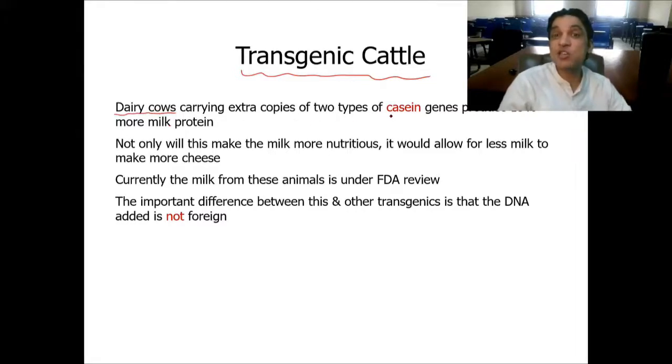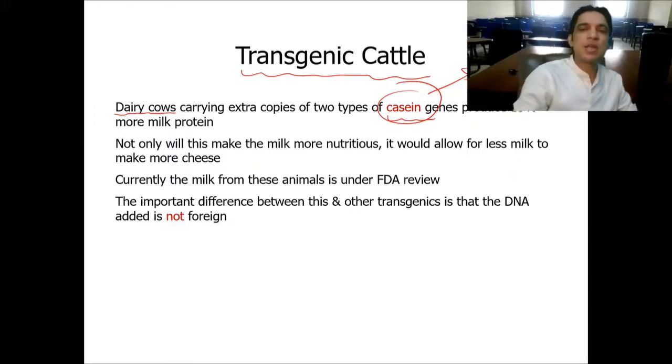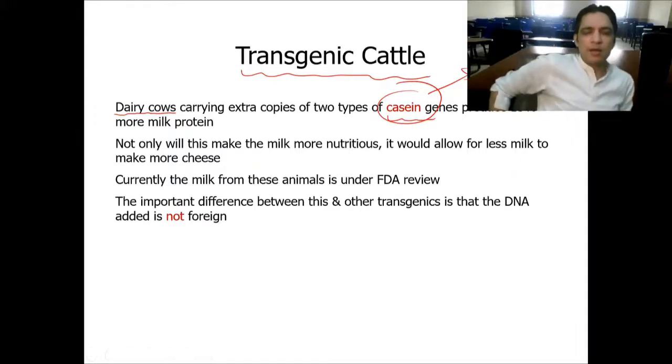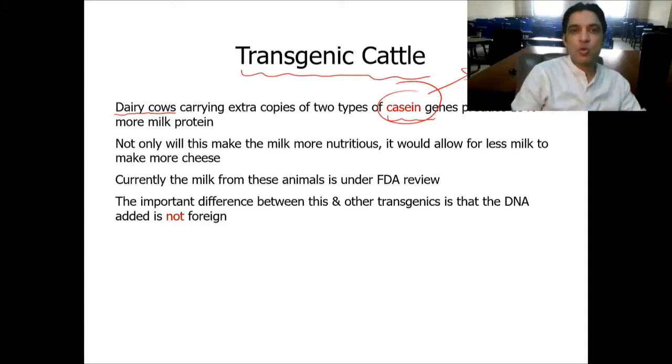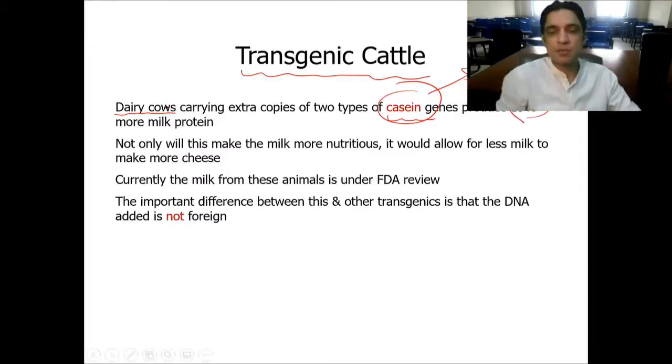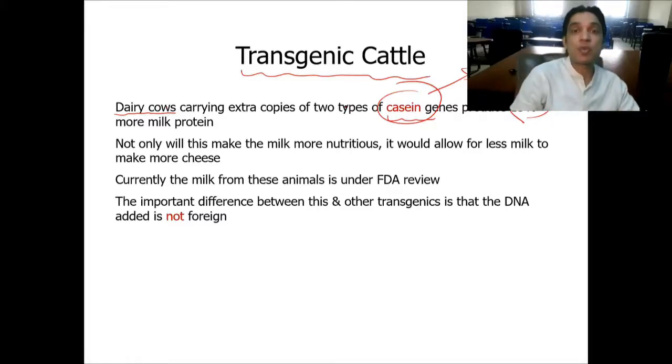Extra copies of casein. Casein is a protein, and that protein is present in the milk. And casein protein actually helps define the overall production of the cheese out of the milk. So they have created the cow with the extra copy of the casein genes, and that produced 13% more milk proteins. So the amount of protein in the milk is increased 13% because of the extra copies of the casein there.